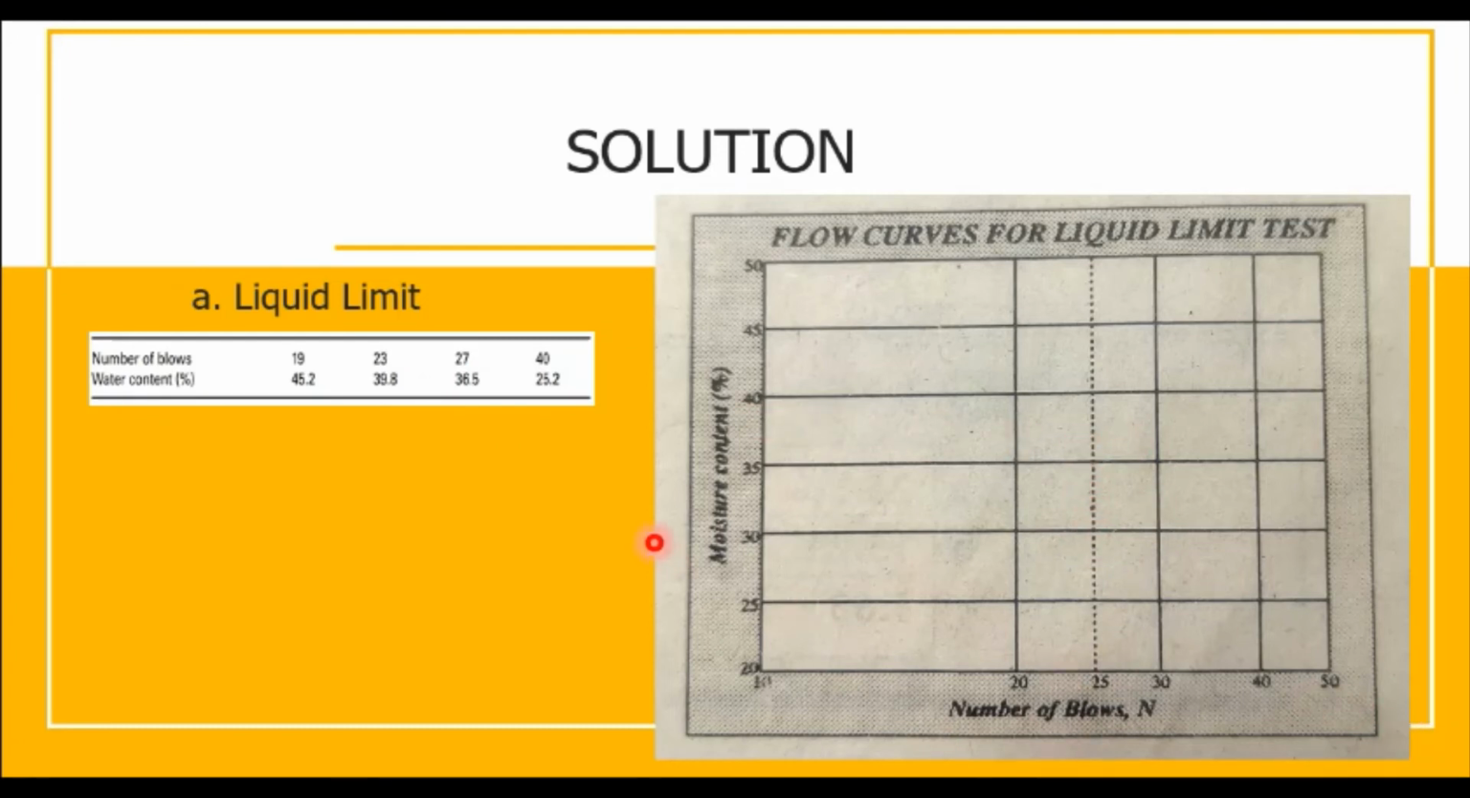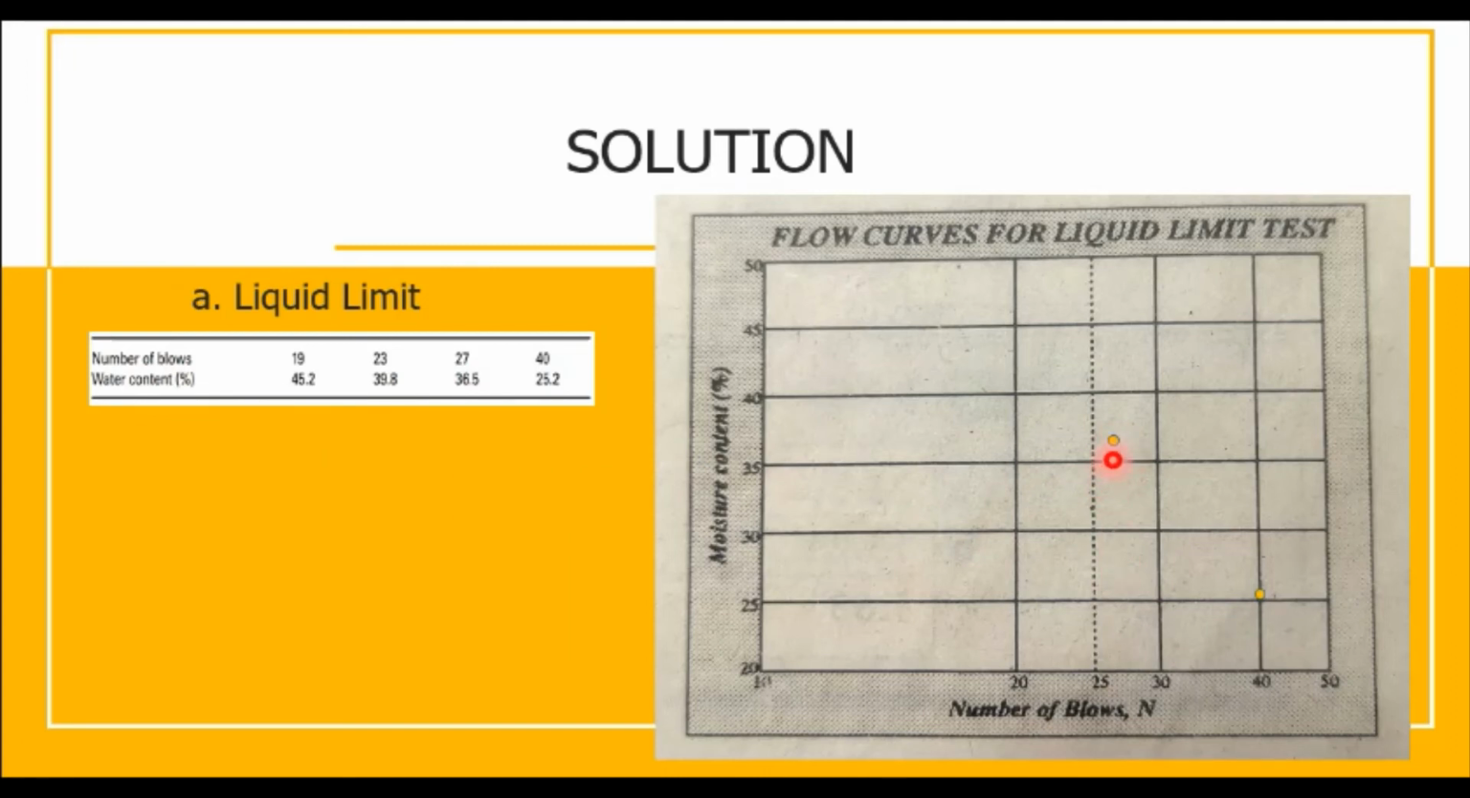Okay, so let's first plot the first point. Let's start here at the end: 40 and 25.2. If we plot 40, it is here, and 25.2 lies somewhere here. So, this is the first point. And then, the second point, 27 and 36.5. The number of blows is 27, so it lies somewhere here. And the water content is 36.5, so, here.